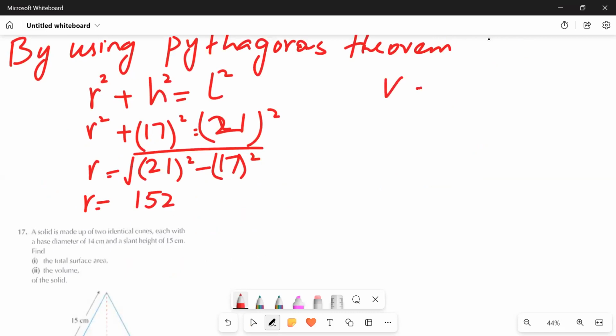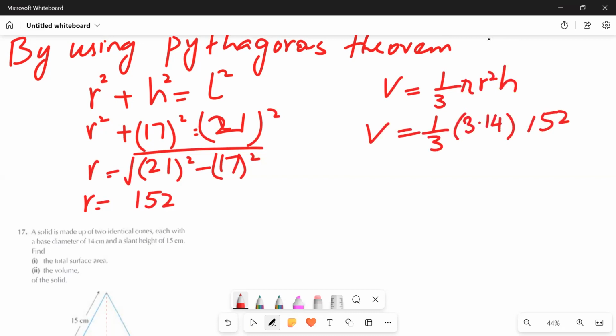Okay, now the volume V is 1 over 3 pi r square h. Put all these values here: 1 over 3, pi is 3.14, r square we found is 152 and h is given, 17. So by using the calculator, 3.14 multiplied by 152 multiplied by 17, then divided by 3. So what is the answer?